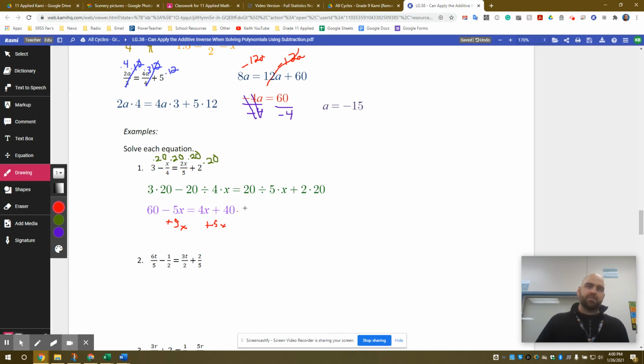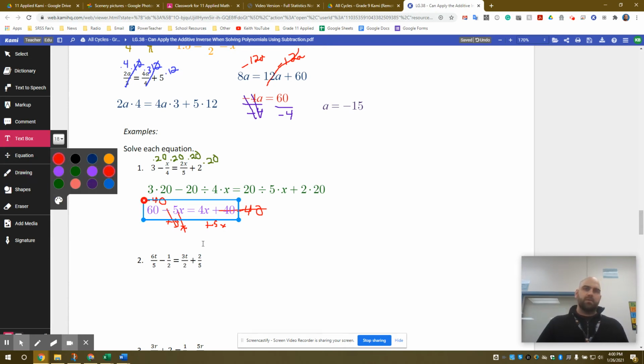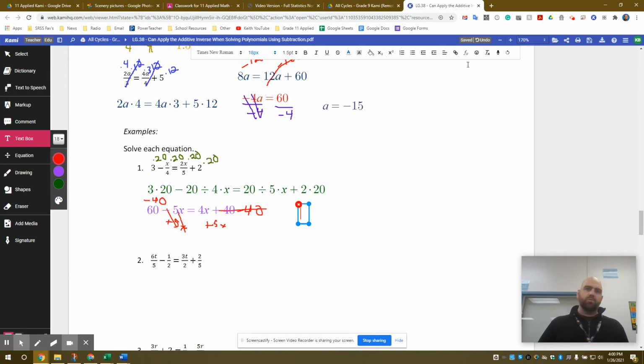And I'm going to subtract 40 from both sides to move it onto this side as well. These are going to cancel out. And what we're going to be left with here is, I'm going to move it up over here so there's a little bit more room, 60 minus 40 is 20. And 4x plus 5x is 9x.